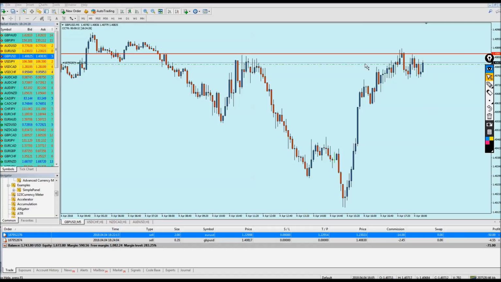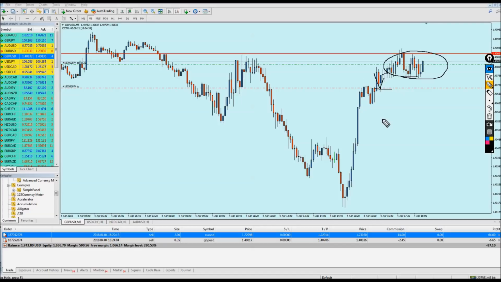Let me see where my take profit will be, at the next nearest support, which is here. Because you are now on this level, so where is the next nearest support? It will be here. This is a support and this is a support. Here we have support, support, support, and you are now on this resistance.